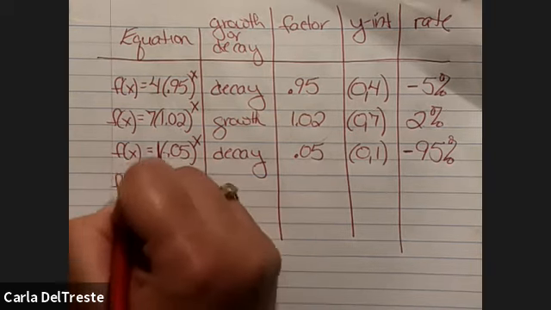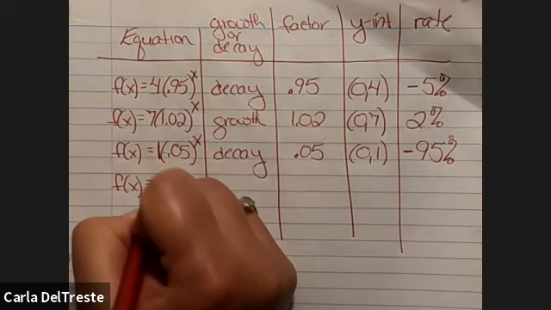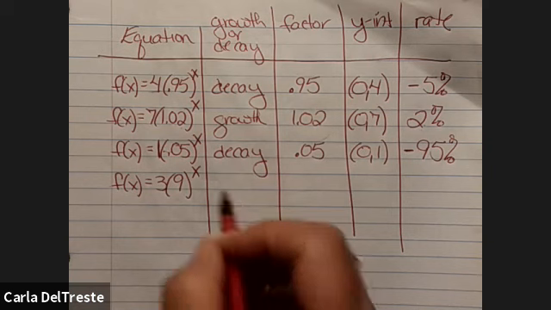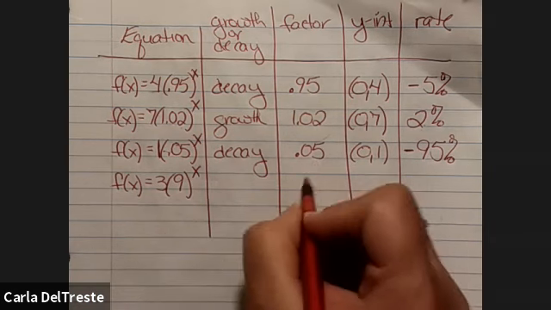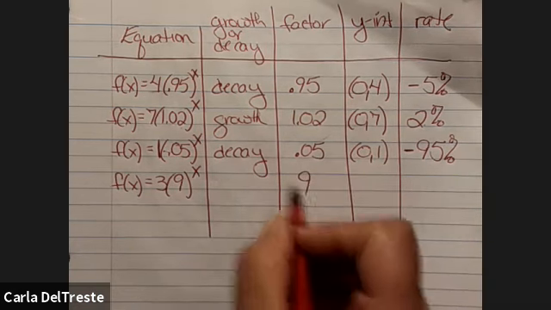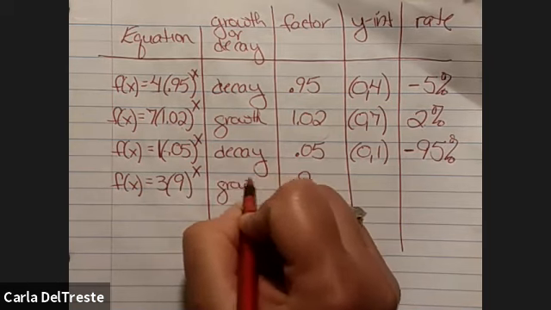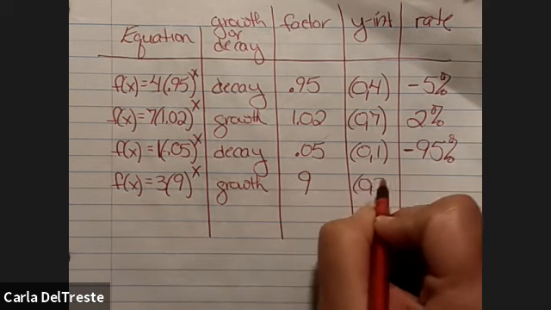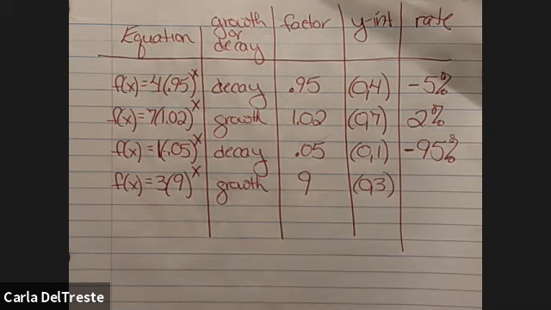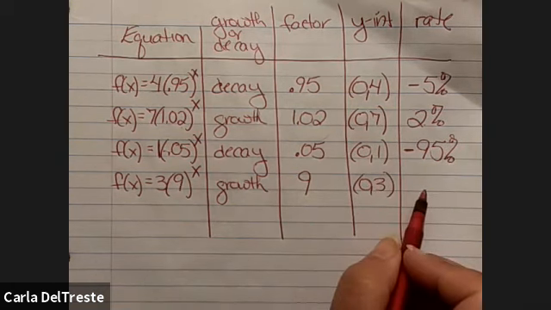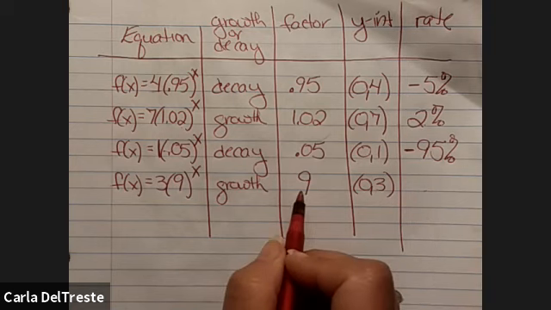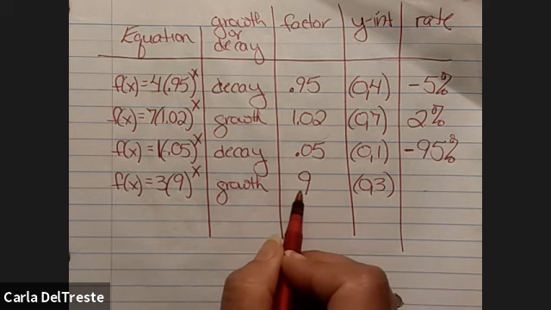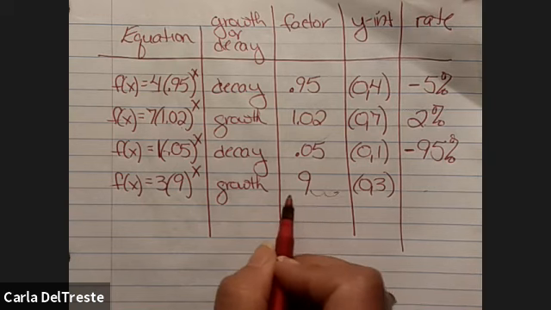And let's do one more. F of x equals 3 times 9 to the x. The factor here is 9. It's very large. That means that it's growth. The y-intercept is going to be 0, 3. And then the rate here is tricky. This means that I'm keeping 900%. This is very large. If I convert this to a percent, it's 900%.